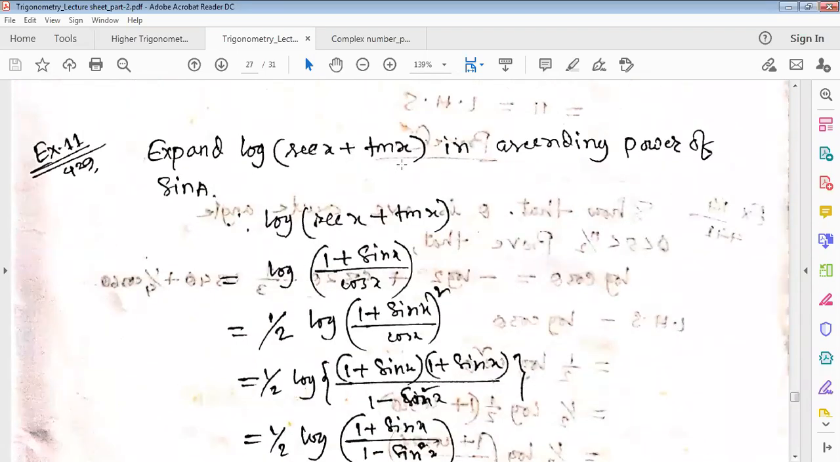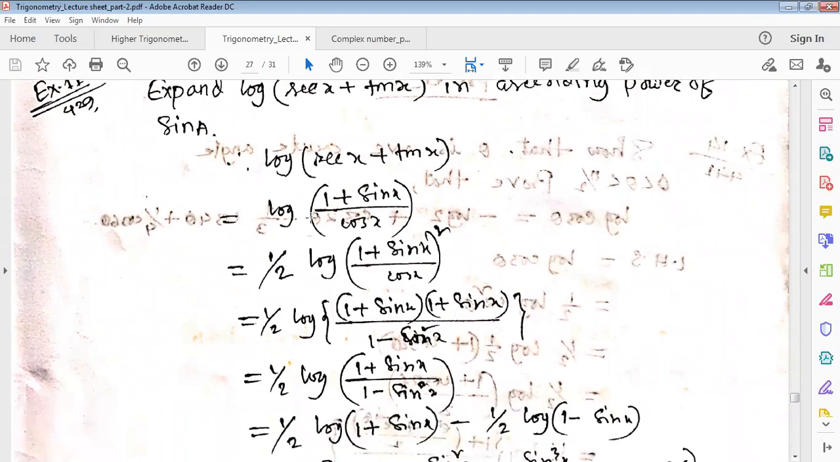Expand log of sec theta plus tan theta in ascending powers of sin x. You have to find a series in ascending powers of sin x. Log of sec x plus tan x can be written as log of sec, meaning 1 by cos, plus tan, meaning sin by cos. Taking the LCM cos, we get 1 plus sin x divided by cos x.